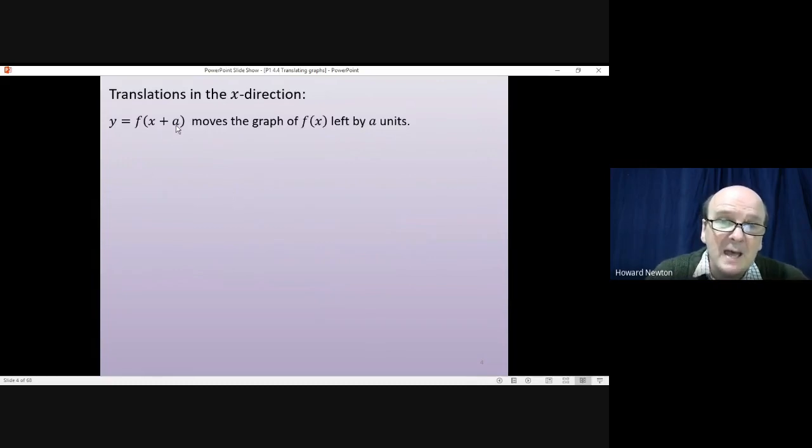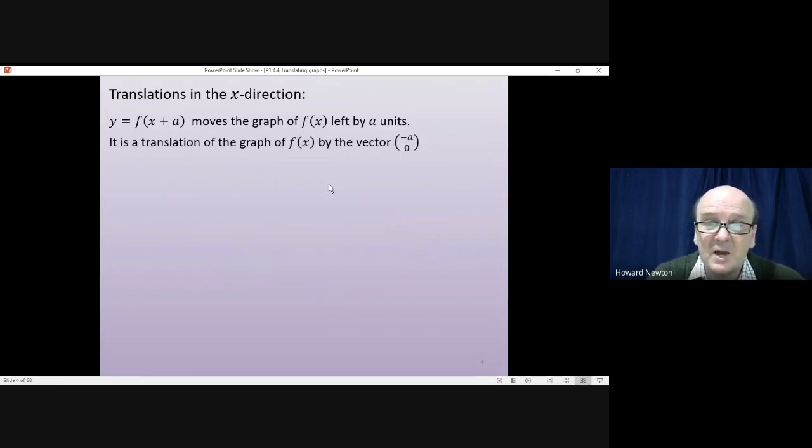Now, translations in the x direction, you need to be a little bit more careful with because they're not intuitive in the way that translations in the y direction are. If you have y equals f of x plus a, here we're adding a to the x values. So the a is in the brackets and we're adding it to the x value. Now, you would expect that to move the graph to the right because you're adding on a, but it doesn't. It does the opposite thing. It moves the graph of f of x left, backwards by a units. It's a translation of the graph by the vector minus a, 0.